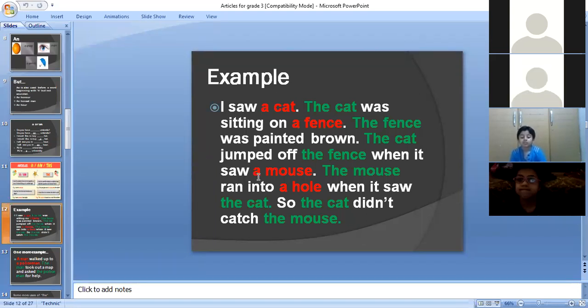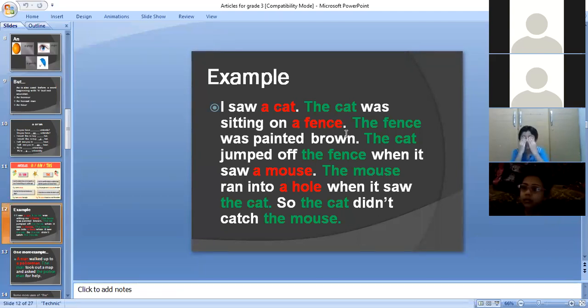Dear children, you have noticed that I have used two colors here, red and green. I have used "a" before the words which are highlighted with the red color. Why? Because we are talking about these words for the first time. I saw a cat means here it can be any cat. But the words which are highlighted with the green color, the cat, the fence, the cat, the mouse. Here, why have we used "the"? Because now we are talking about them again. We are talking about these objects again. That's why we have used "the" before them.